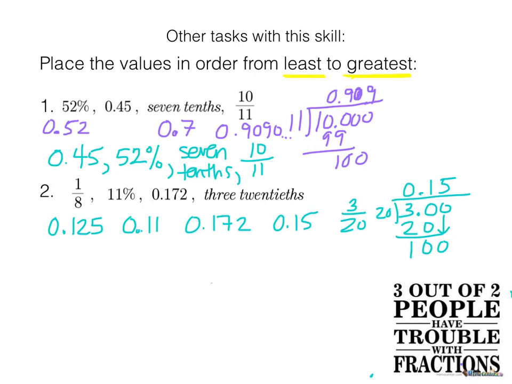So the least would be the 11%, followed by the 1/8, because everyone starts with a 1. A 1, 1, 1. Can't use the 1 to compare. Got to look at the next digit. 2, 1. This one's smallest. 7, 5. So 2, that's the next smallest. The 5 is the next smallest, so that's the 3/20. And then finally, the decimal that was given as a decimal, 0.172.